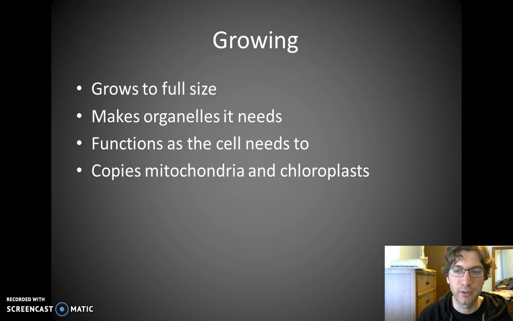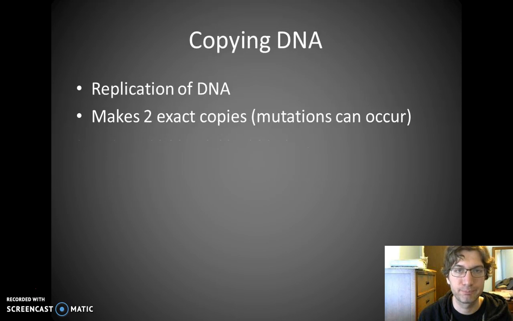It's going to make different organelles it needs, produce more ribosomes, more mitochondria, vacuoles, whatever it needs. It's going to function in its everyday use. If you're a blood cell, then it's going to be taking oxygen from your lungs to your brain and stuff like that. It's also going to copy mitochondria and chloroplasts, which again are two things that we use to produce and use energy from cellular respiration and photosynthesis.